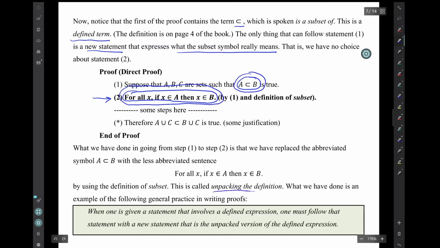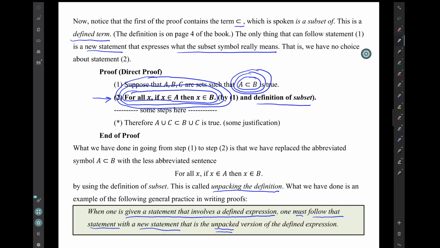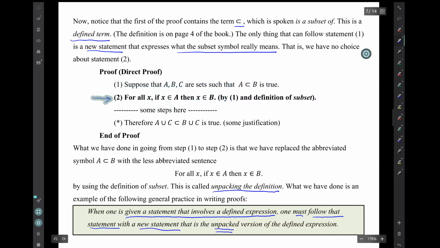This is called unpacking the definition. We're allowed to do what we did because we used the definition of subset. The definition of subset says that this symbol means all this stuff. Now, this is an example of this general practice in writing proofs. If you're given a statement that involves a defined expression, then you must follow that statement with a new statement that is the unpacked version of the defined expression. So in going from statement 1 to 2, we have unpacked the definition.